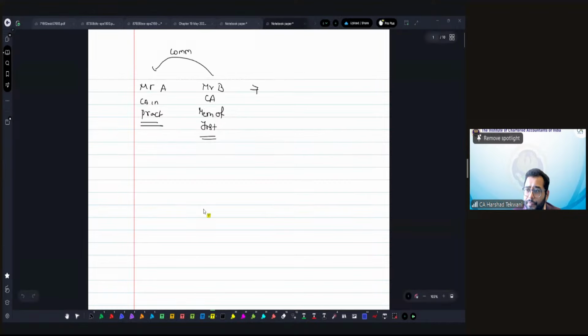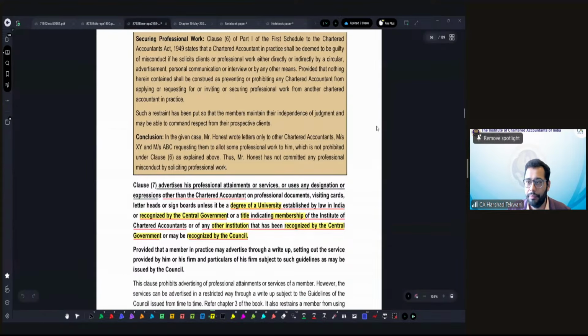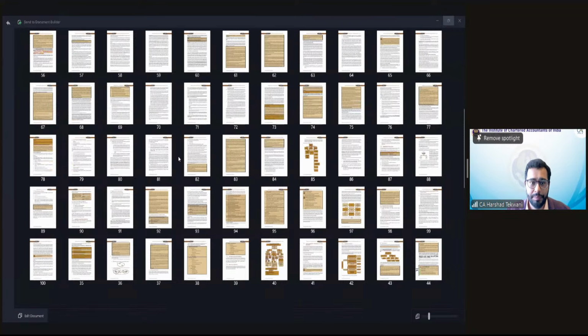Anyone? No? Okay. So there is Section 7 of the CA Act which specifically says that you should not use any other designation apart from the designation of a chartered accountant. If you can come to page number 19.33, we'll go to 19.33 and discuss that section.